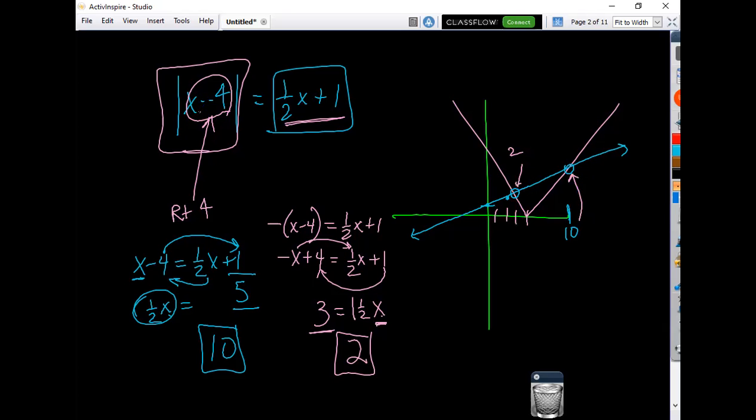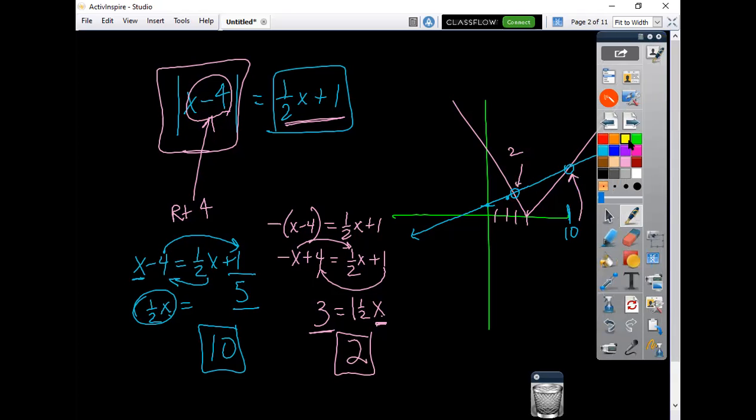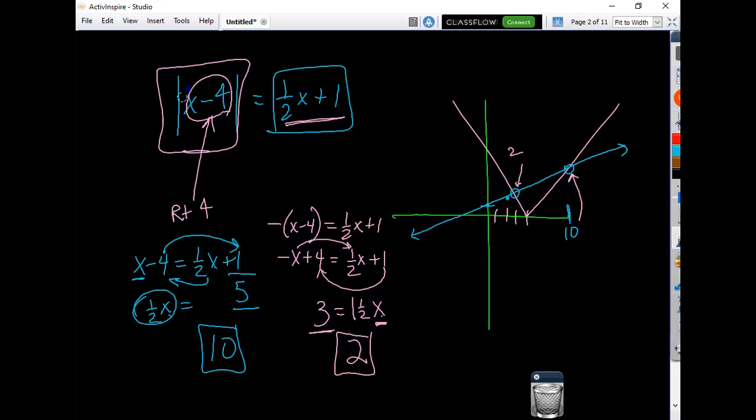So if we're going to plug it in and check it out here, let's just do a little mental math with this. First of all, I've got 2 minus 4, that'd be negative 2. Absolute value is 2. A 1/2 times 2 is 1, plus 1 is 2, so that checks. Let's try that 10 now and see. 10 minus 4, positive 6, absolute value is 6. A 1/2 of 10 is 5, plus 1 is 6. So it does appear that those did work.